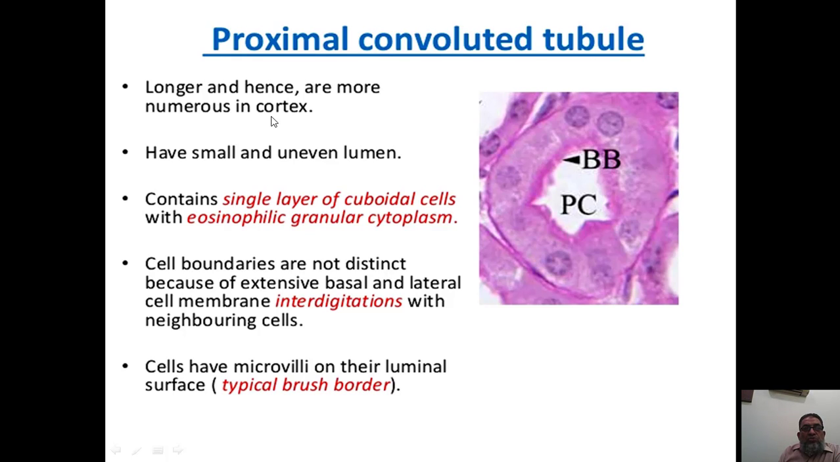They are longer, hence more numerous in the cortex. They contain a single layer of cuboidal cells with eosinophilic granular cytoplasm. Cell boundaries are not distinct because of the lateral interdigitation; the cells are interconnected, so their boundary is not so visible, but the basal membrane is present. The cell has a typical brush border on the luminal surface. On the luminal side, the brush border will appear.